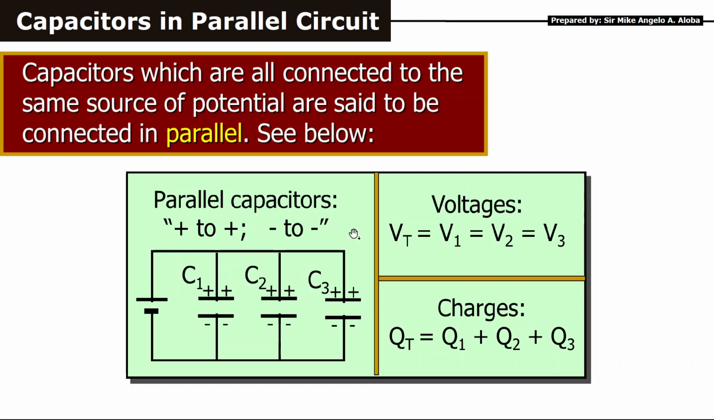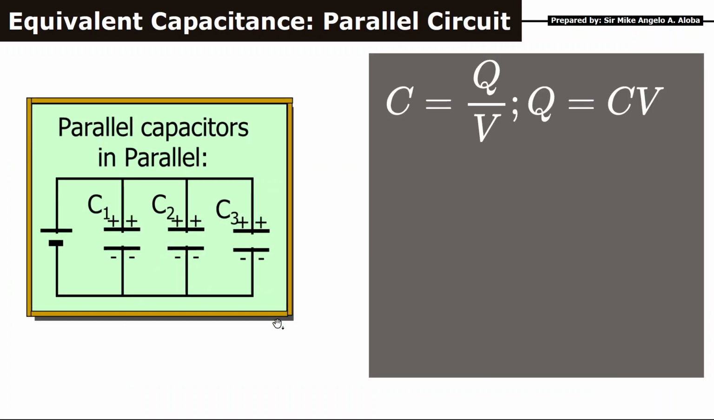Samantalang si charges naman dito ang nag-a-add. Okay, so total charge is equal to Q1, Q2, plus Q3, or the sum of the individual charges ng capacitor. And for the equivalent capacitance, remember our general equation for capacitance is charge per unit of voltage, and that is just isolating Q. You will get Q is equal to the capacitance times the potential difference V.